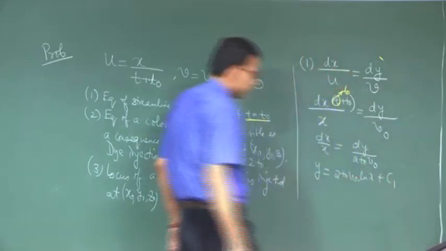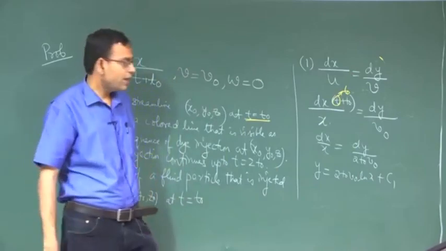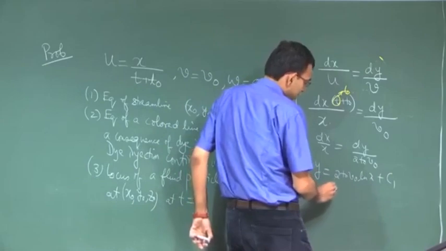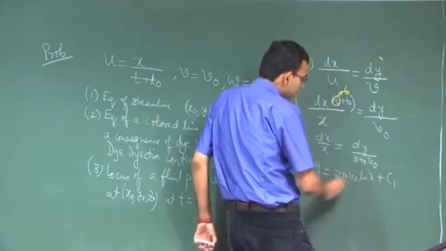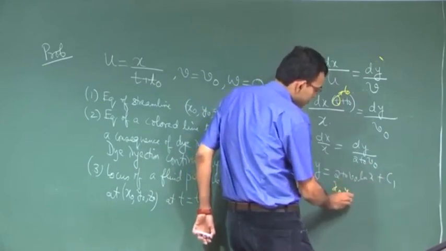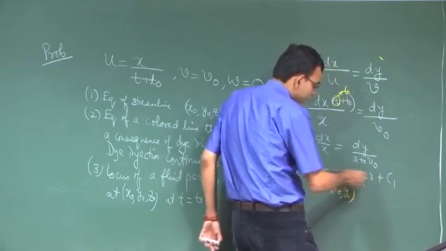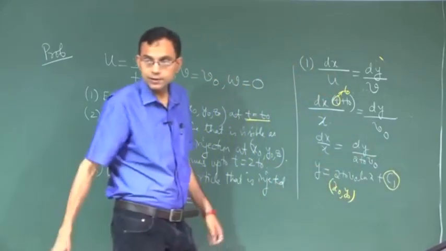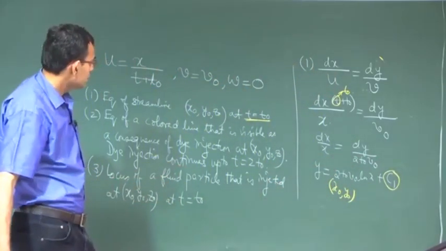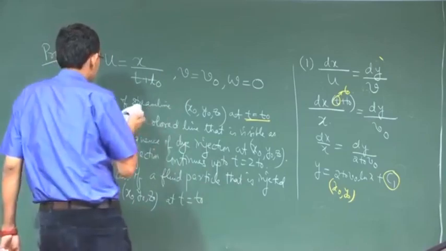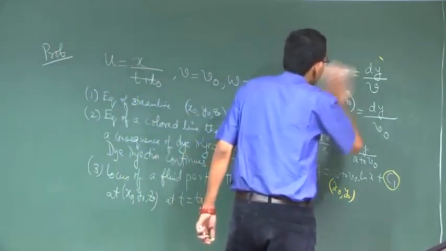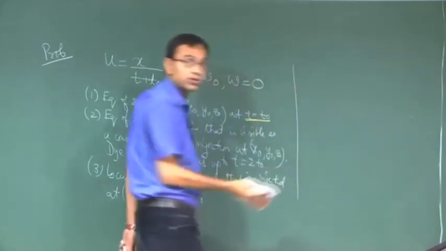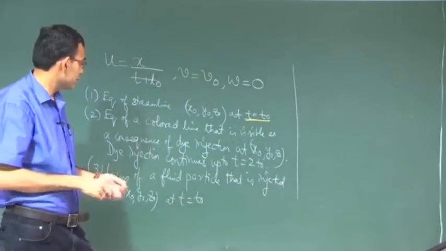How do you evaluate this constant? You evaluate it by noting that this streamline passes through x0, y0. So you put x equal to x0 and y equal to y0, and that will give you the value of the constant. Straightforward enough. Let me erase this, because I do not want to erase the problem definition, so I will use this part of the board to work out the solution.